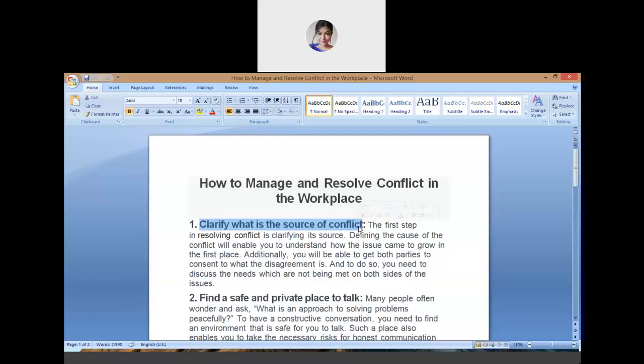what has made the two parties argue with one another. Why has the conflict arisen? So you have to figure out the source of the conflict, the issue, the cause of the conflict, which will further help you to resolve the conflict.